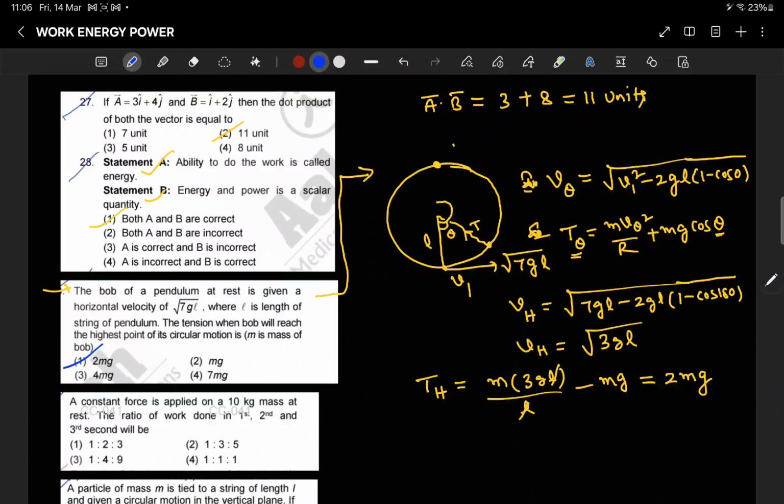Please concentrate. In vertical circular motion problems, remember the velocity at any instant and the tension at any instant. Here I explained how to calculate the tension at the highest point for the given question. Sometimes questions ask the tension at the horizontal position, or what is the tension at 60 degrees, or 120 degrees. For any question like this, please concentrate, students. Please remember, it is a very very important concept. Okay, so here the first option, 2mg, is correct.